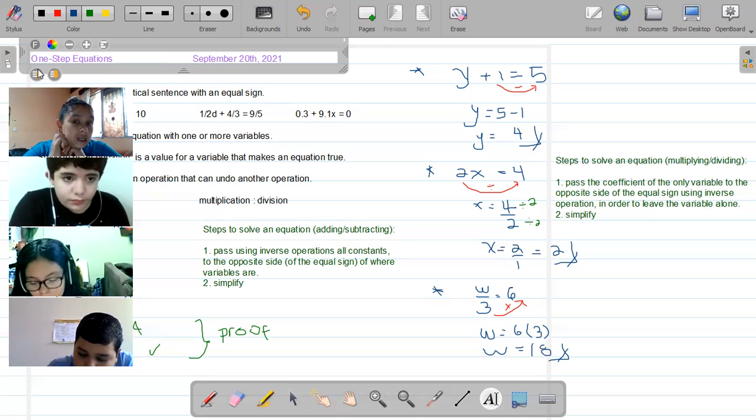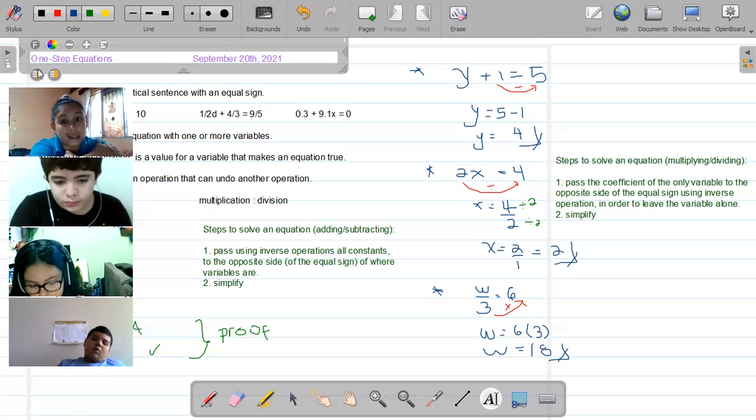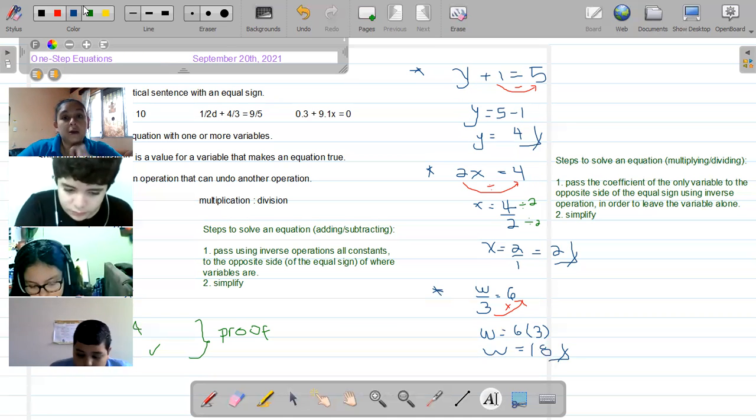Tomorrow we're going to continue solving equations. No classwork, okay, but we're going to continue solving equations. Okay, and this is basically the topic for today.